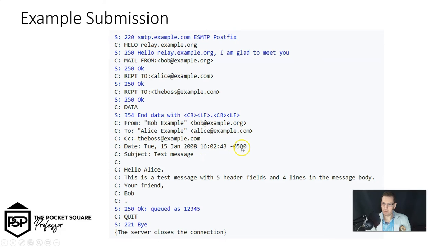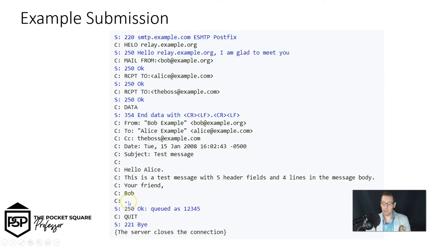We have a date, which is the timestamp. Subject, so a subject line. Hey, this is a test message. We do a space here in between. We say, hello, Alice. Next line, this is a test message with 5 header fields, 4 lines in the message body. Your friend, next line, Bob. And then the final line is this dot.